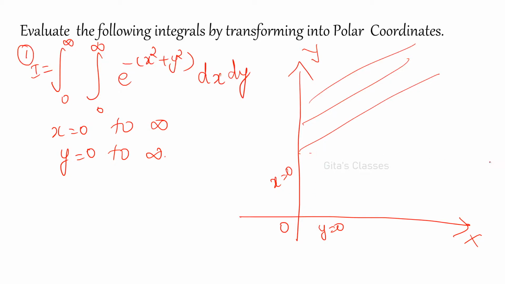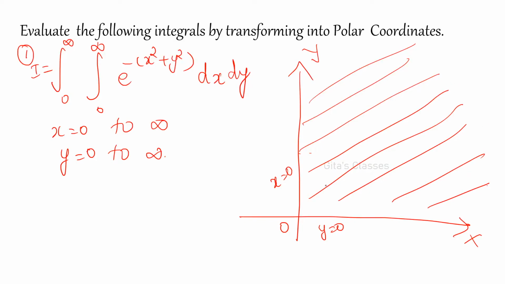From this side to infinity, this side. Okay. And y is also from 0 to infinity. In both the sides, it is going to infinity. Therefore, our region is the entire first quadrant. Now, how will you cover this? What is this in polar coordinates?